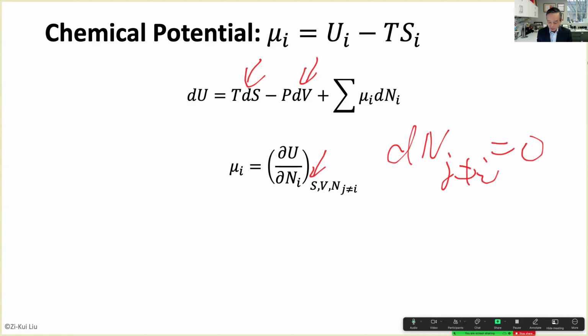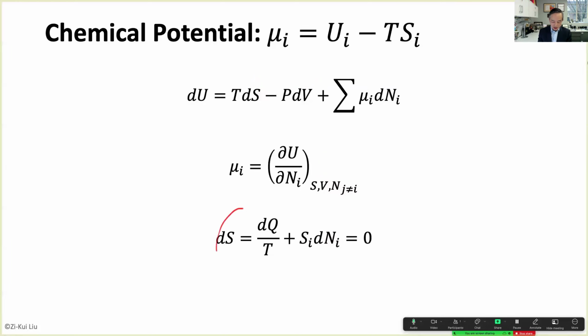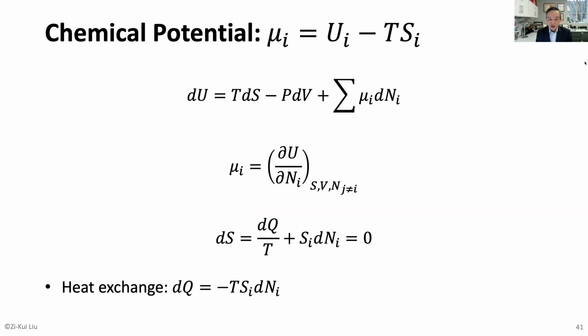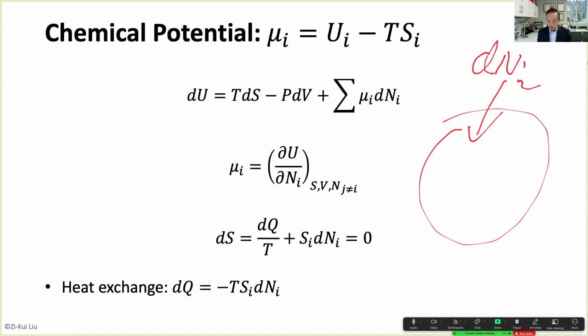However, remember that entropy also is related to the partial entropy, right? So we have this relation, S is also a function of dni. That means if you fix S, you have to change heat because dni is not equal to 0. That's a heat exchange one must have between the system and the surroundings. So if we add dni into it, we have to remove dq to make dS equal to 0. That's the constraint we have.